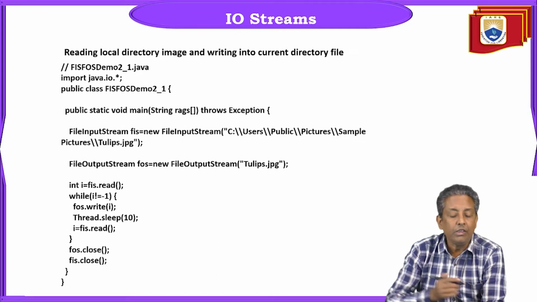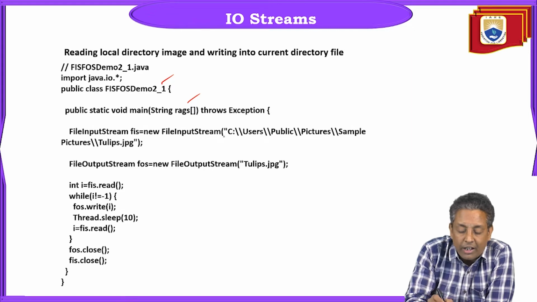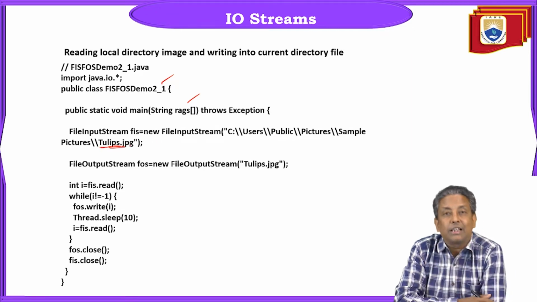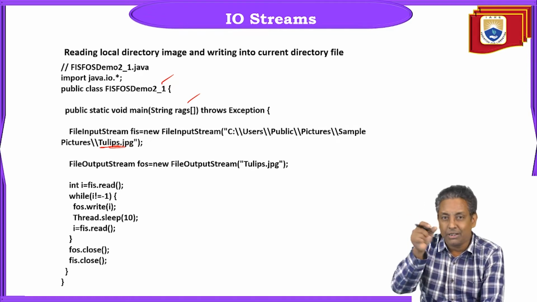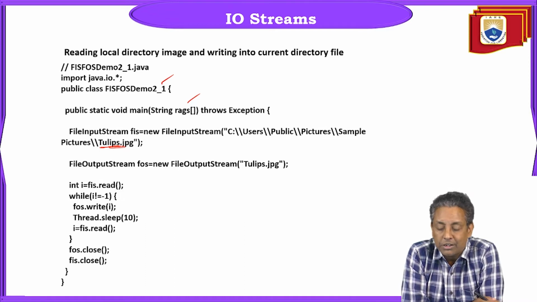Okay. So, class declaration, main method, file input stream is equal to new file input stream of. Here I am giving the path of a file. One local file exists in our system: Tulips.jpg. Some images are there in my Pictures folder in every Windows operating system.